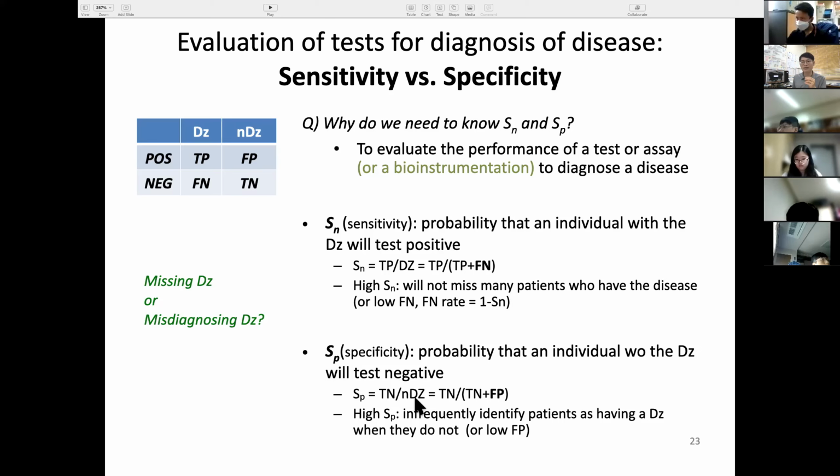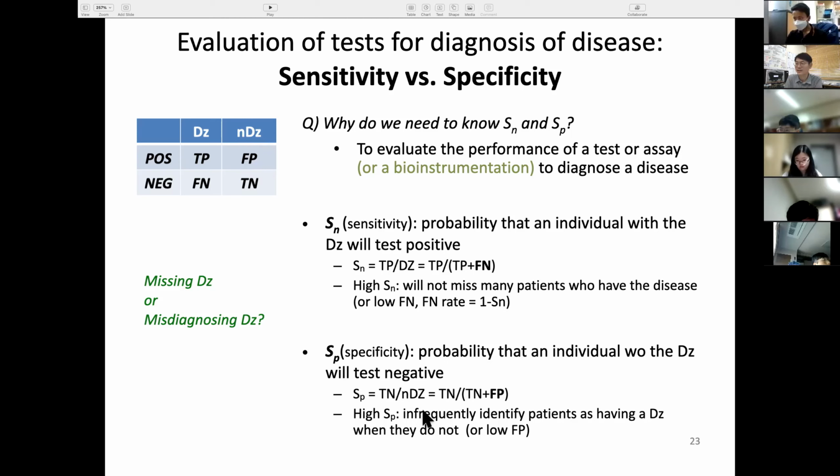If I do not have a disease, it should provide me a true negative. So that's specificity. Non-disease, however, is composed of true negative plus false positive. So high specificity means you have a very low false positive. And false positive means when I do not have a disease, the instrument should not provide me a positive result. So high specificity means it will not identify me as having disease when I do not have a disease.